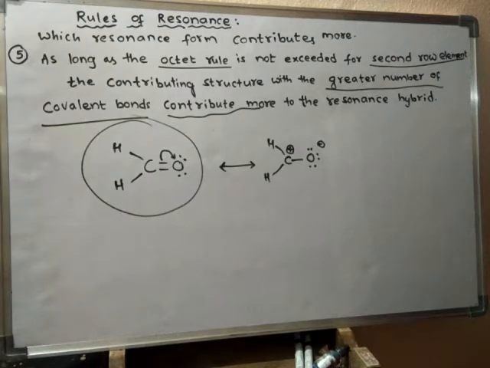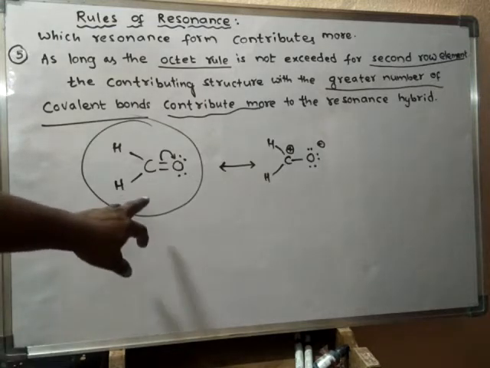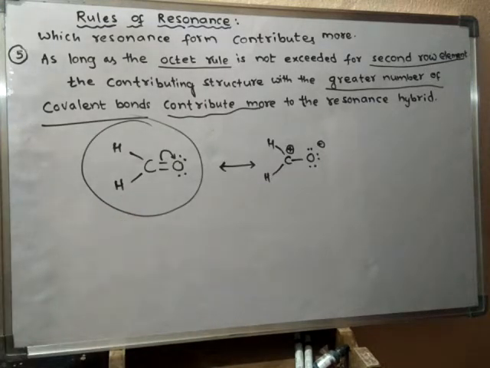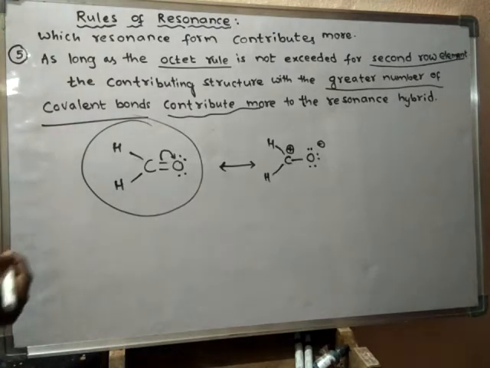For the stability of the hybrid, this structure will contribute and give many important properties of the original structure. So if a structure has a greater number of covalent bonds, it will contribute more towards the resonance hybrid. Now we will learn the sixth rule, rule 6.